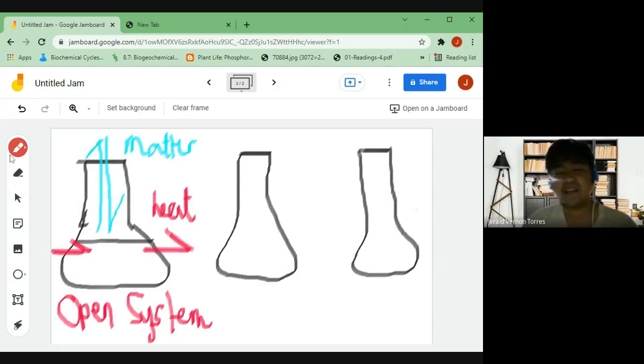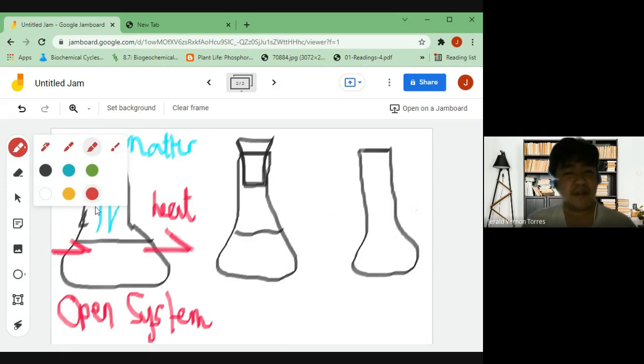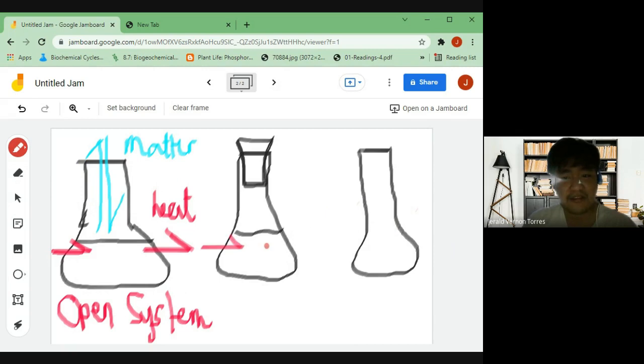Ngayon class, let us examine the second one. Let us say sa pangalawa, binigyan natin siya ng rubber stopper or ng cork stopper. And since meron na siyang rubber stopper or cork stopper, hindi na makaka-enter at makaka-exit yung material. Ano na lang ang makaka-enter and exit? Ang makaka-enter and exit na lang would be your heat energy. And if heat energy can enter and exit but not matter, tatawagin natin itong system na to as your closed system.